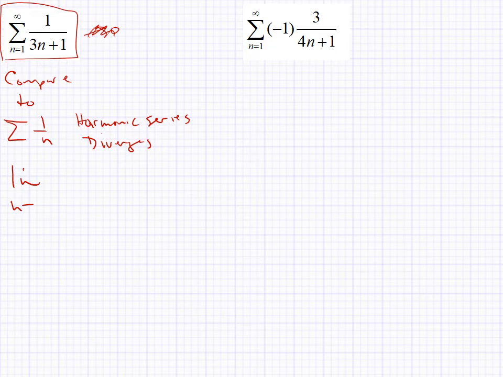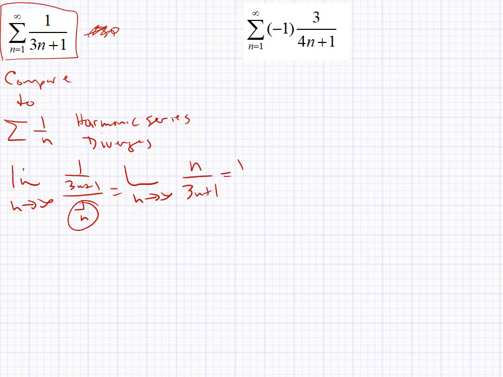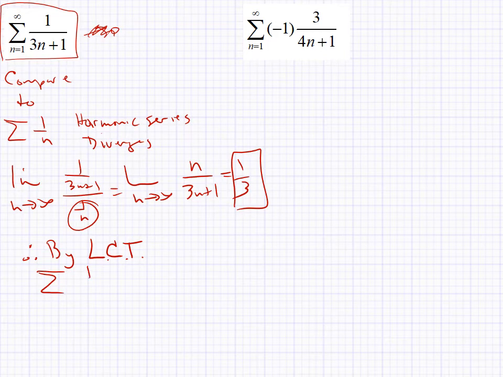So let's do the limit as n goes to infinity of 1 over 3n plus 1 divided by 1 over n. So I take the limit of both of them, and what I'm looking to get is a finite positive value. Well, this will be the limit as n goes to infinity of flip this and multiply, so I get n over 3n plus 1, which will give me a third. That's finite positive. So then I can say, therefore, by the limit comparison test, LCT, the sum of 1 over 3n plus 1 also diverges.